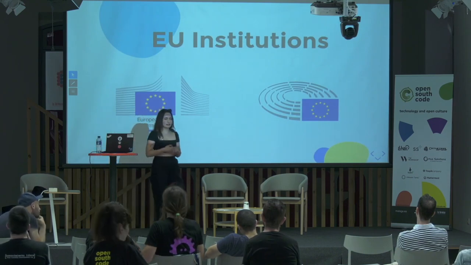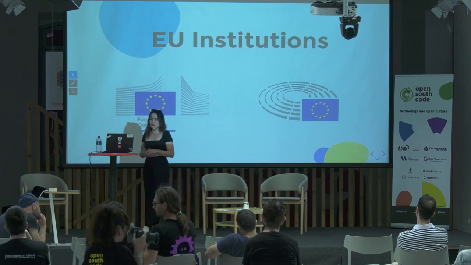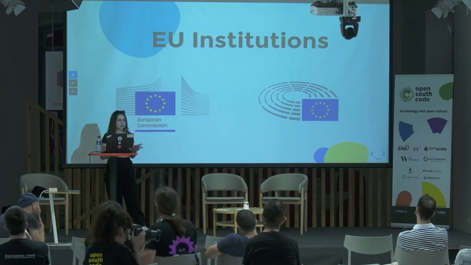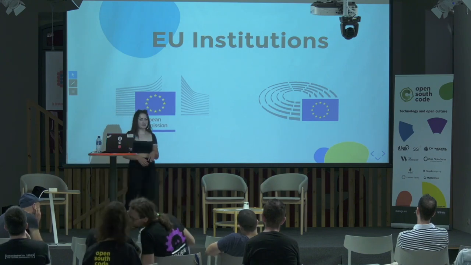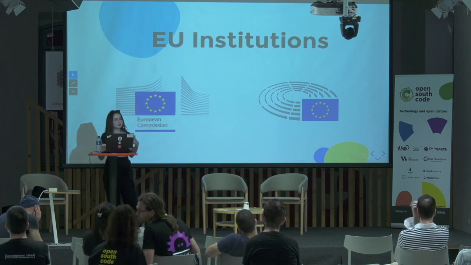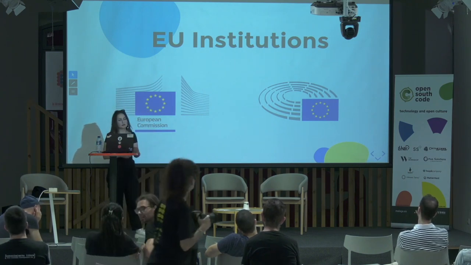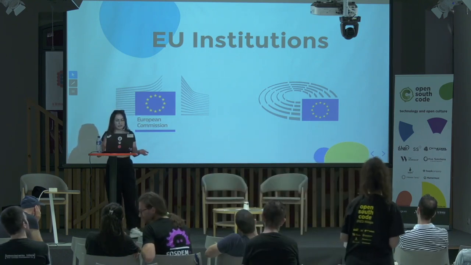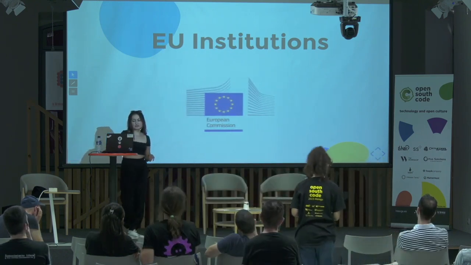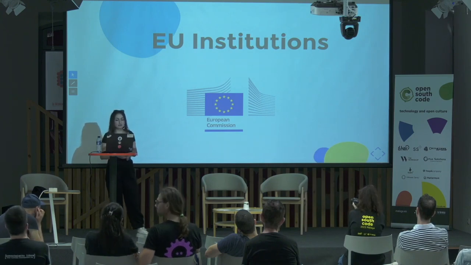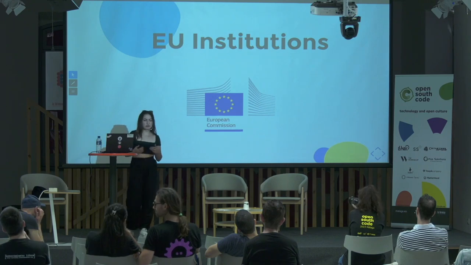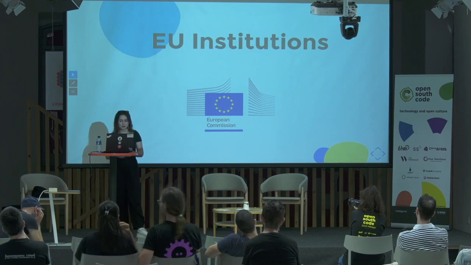Now to actually get into the policy topic, today I'm going to be talking mainly about two EU institutions: the European Commission and the European Parliament. There is also the Council, but because of time and the matter of the talk, I'm not going to get into it. So let's start with the European Commission. The European Commission is the institution that can propose legislation. Whenever there is a new piece of legislation, the European Commission comes up with the first proposal.